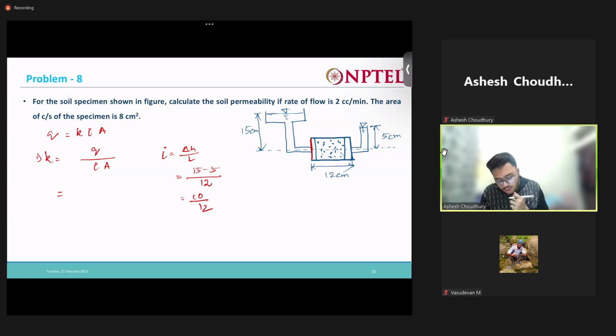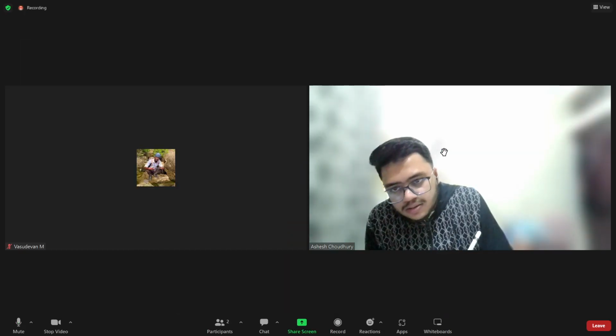Now the oven dry weight of the specimen is 495 gram. For seepage velocity we need the porosity, right? We need the value of the porosity. So for the value of porosity we have this. So what will be the dry density? The dry density will be the dry weight by the volume. So what is my dry weight?